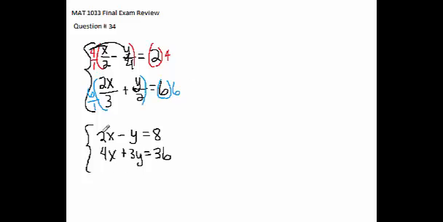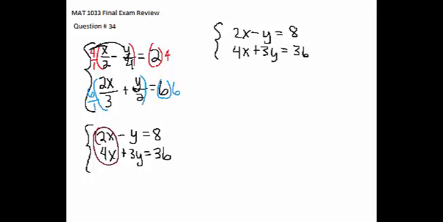Now, decide whether you're going to get rid of the x's or the y's, and then pick your process. So I'm going to use elimination, and I'm going to target the x's. Let's just target those for eliminating. Okay, our system is 2x minus y is 8, and 4x plus 3y is 36. And I've decided I'm going to eliminate x.